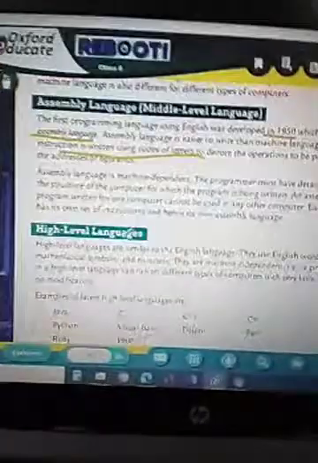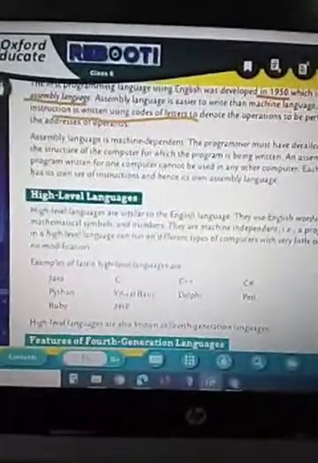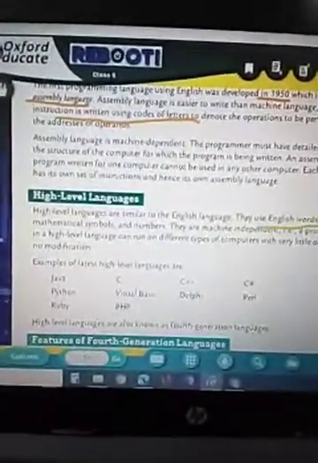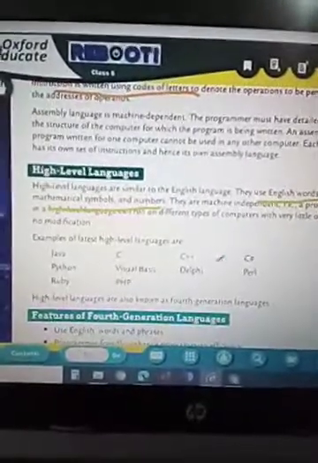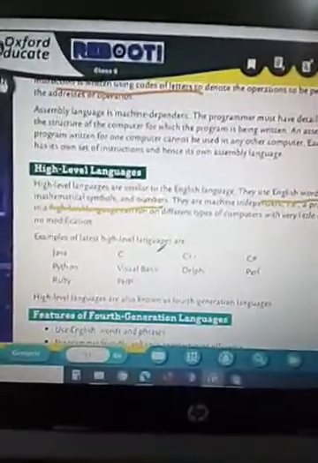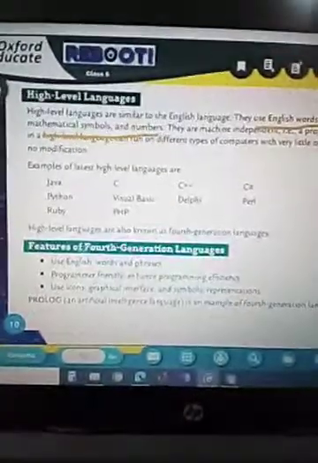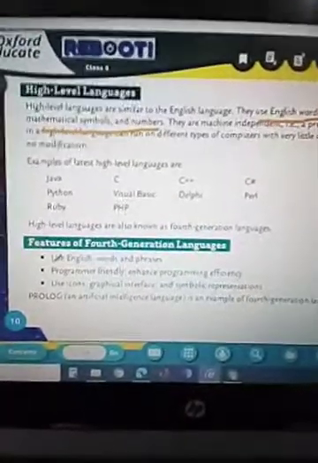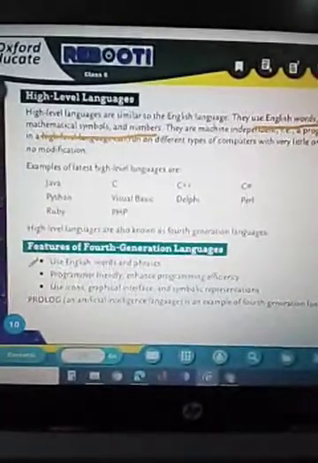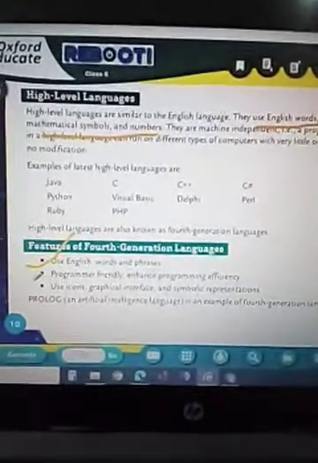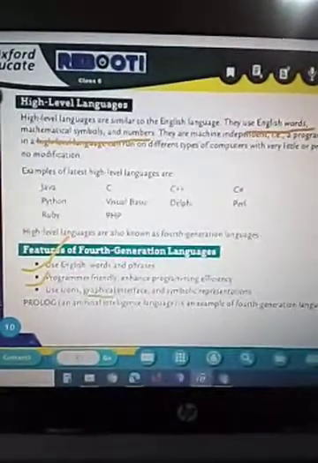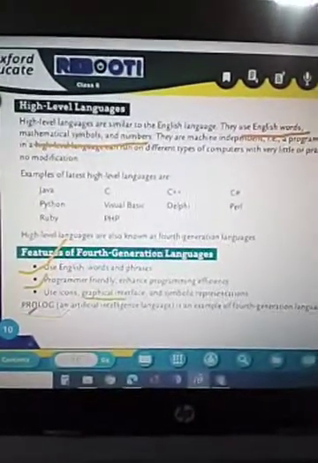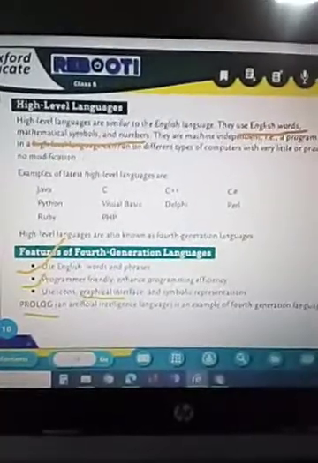Okay, third one is high level language. In the high level language, we use English words, mathematical symbols, and numbers. Examples are Java, C, C++, Visual Basic, all this. One more is there, that is fourth generation of language. What we use? English words, phrases, and it is user friendly. Icons and graphics are also used there. Example is Prolog.